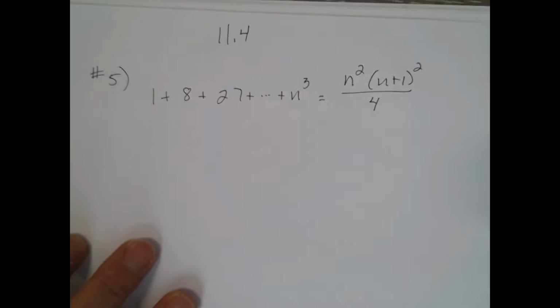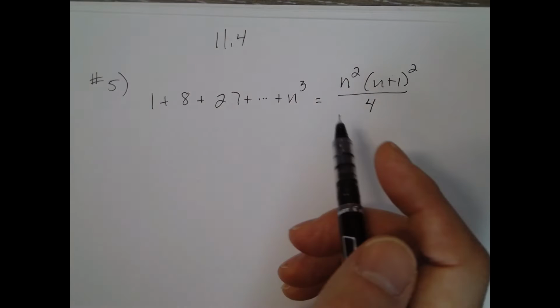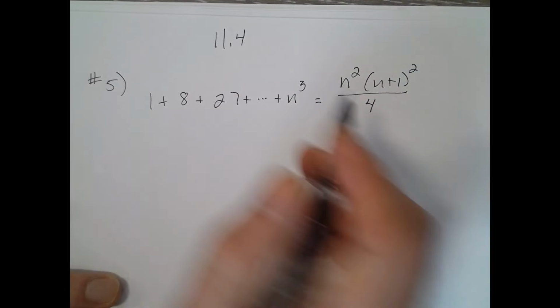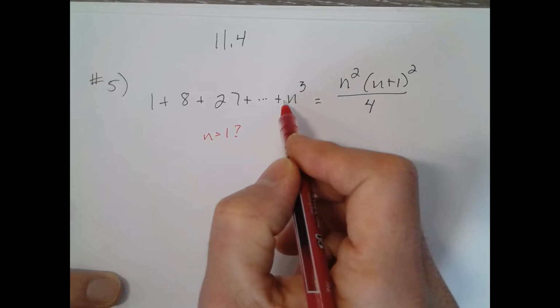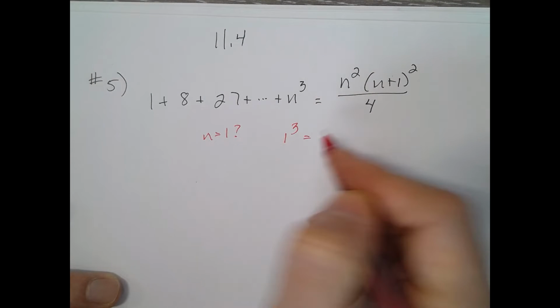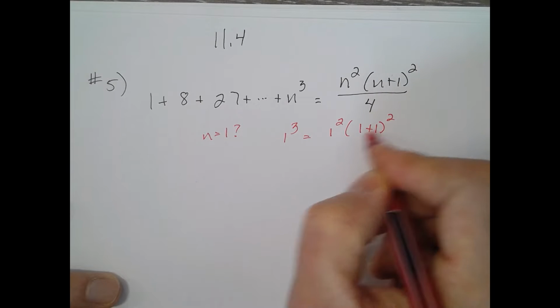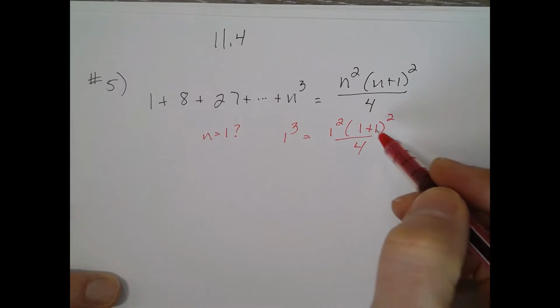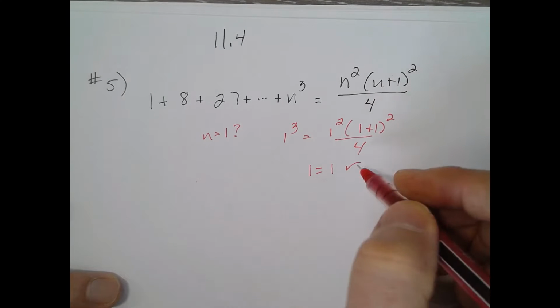All right, 11.4, number 5, math induction, proving that this equals this. There's 2 steps to math induction. First, see if it's true for n equal to 1. So if I plug in 1 here, I get 1 cubed. Is that equal to 1 squared times 1 plus 1 squared over 4? So I end up getting 4 over 4, so 1 does equal 1, and we know it's true.